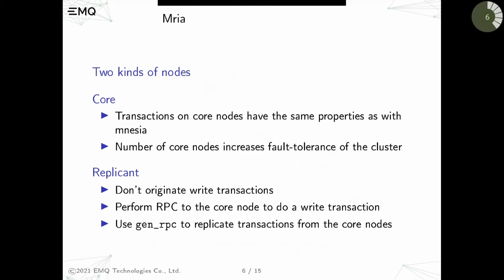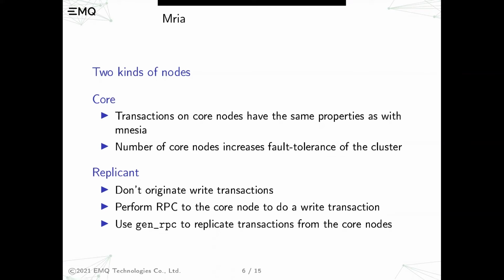So how do we address these problems in Mria? First of all, we split the cluster into two kinds of nodes: core nodes and replicant nodes. Core nodes behave very much like regular Mnesia nodes, and they use Mnesia for replication. It is recommended to have several core nodes to have redundancy of the data and improve fault tolerance of the cluster. But the real deal of Mria is the replicant nodes.